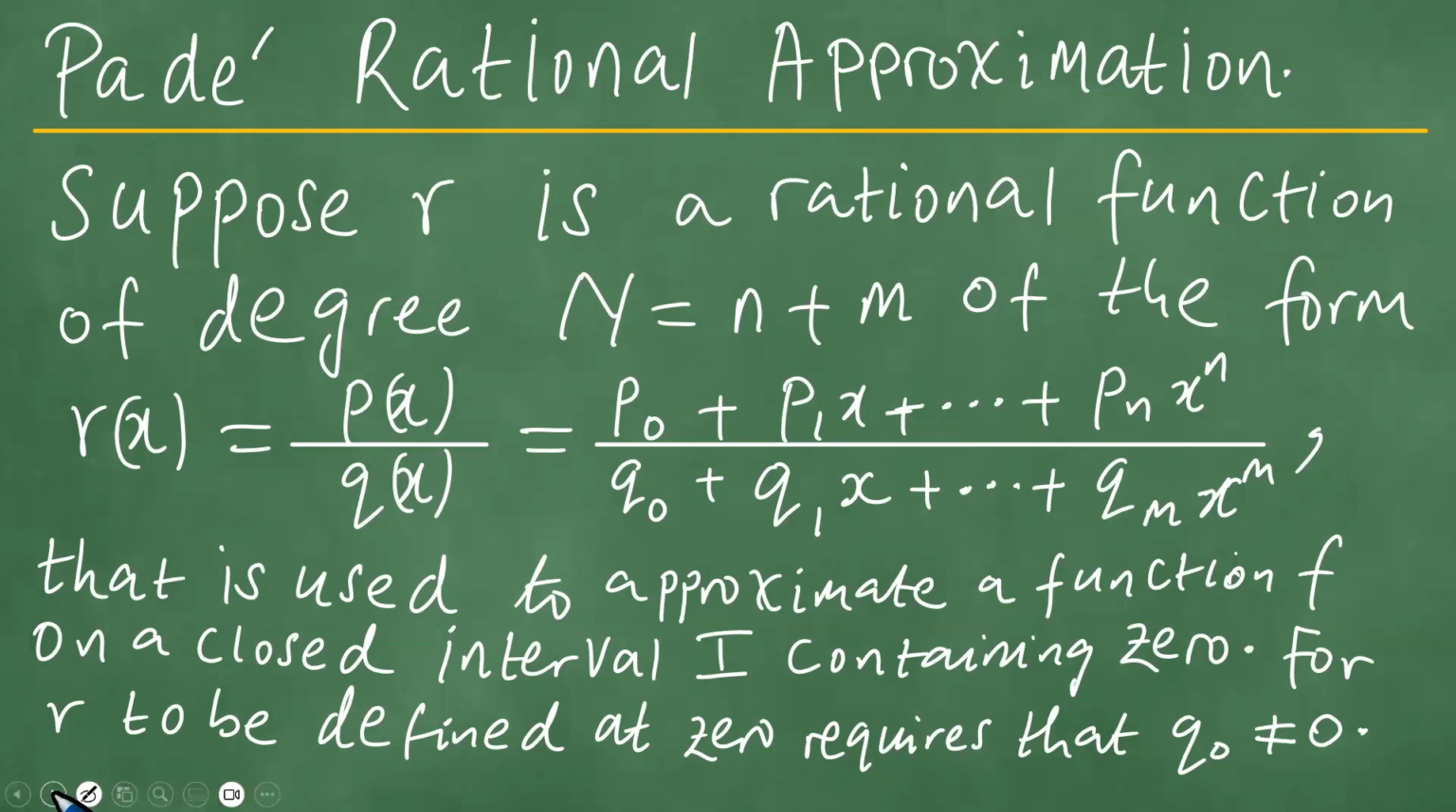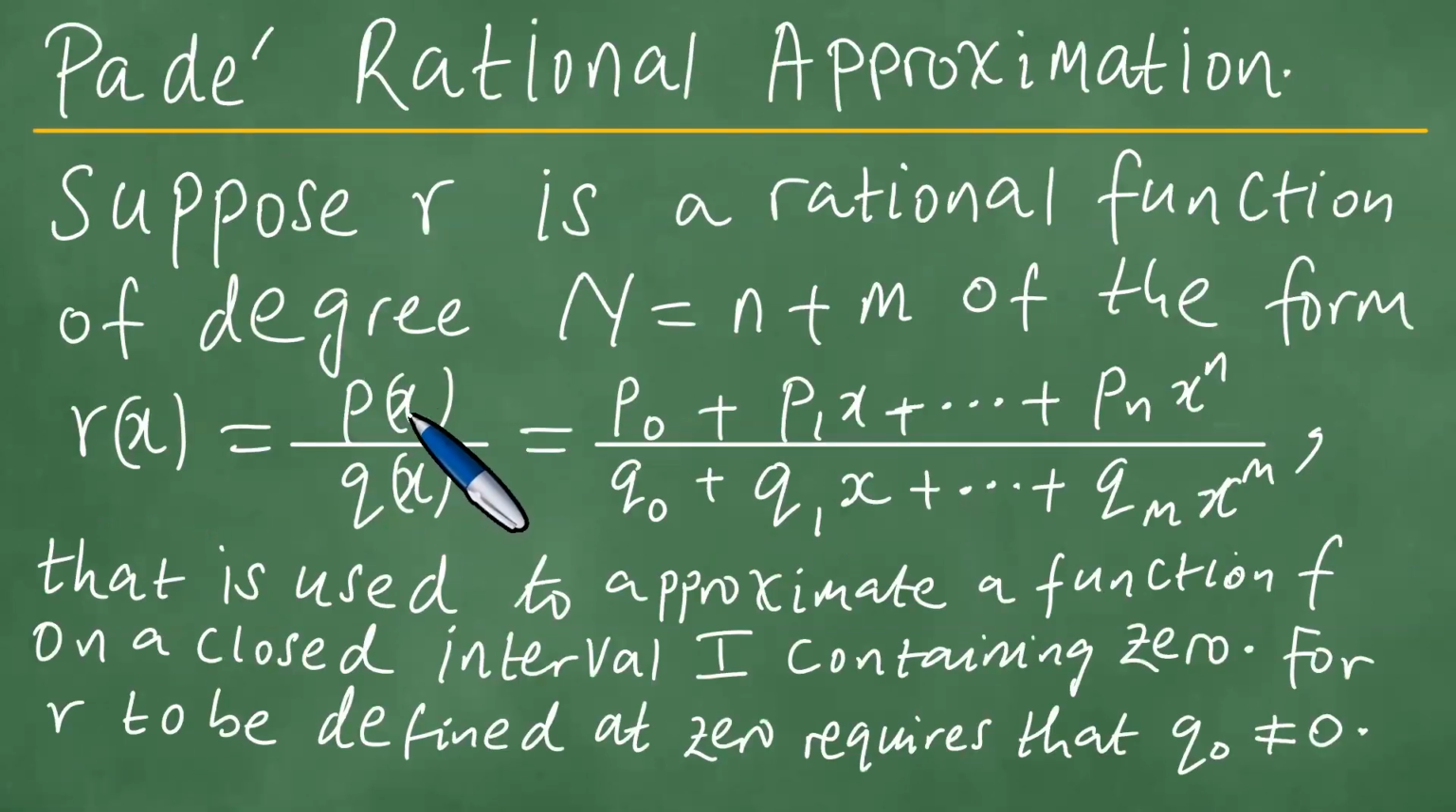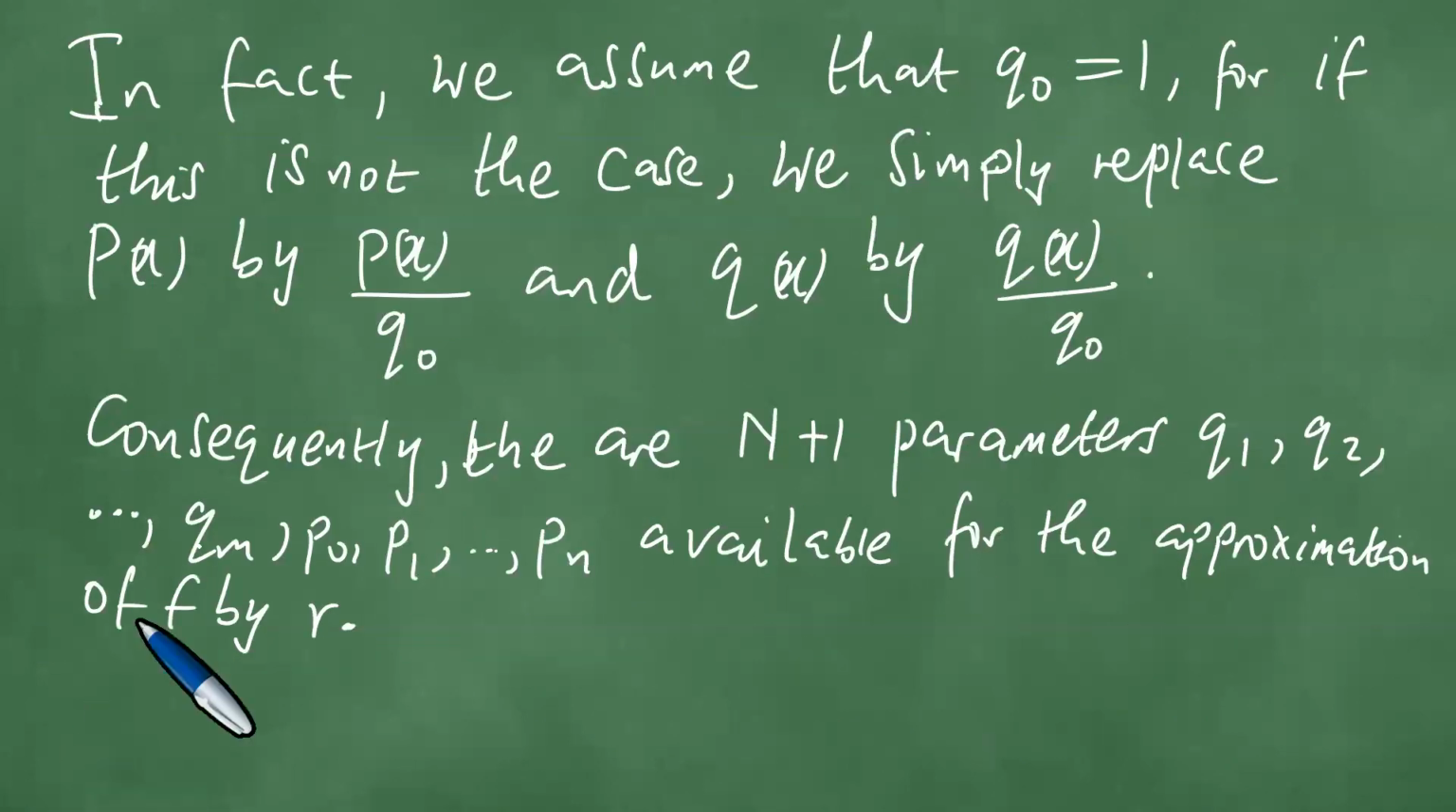Next. In particular, we focus on the most underpinning aspects of this. We assume that q naught is 1. I must indicate that we always do this in this module. For if this is not the case, we simply replace P of x, which appears in the numerator, by P of x over q naught, and Q of x, which appears in the denominator, by Q of x over q naught.